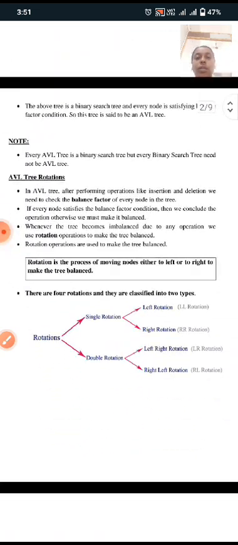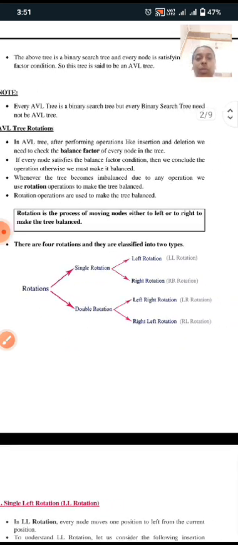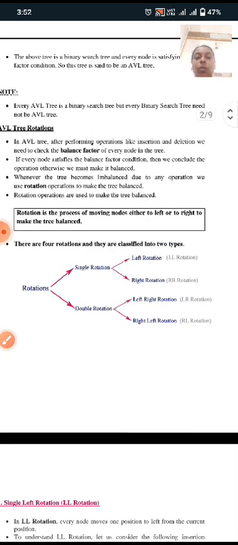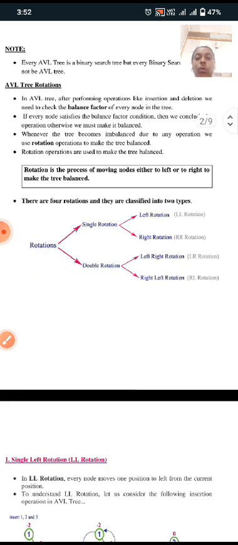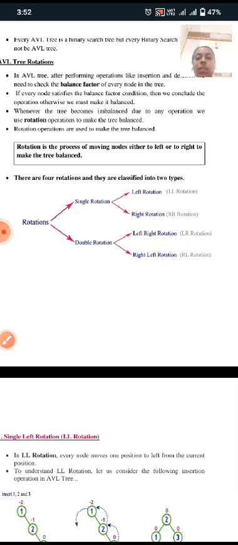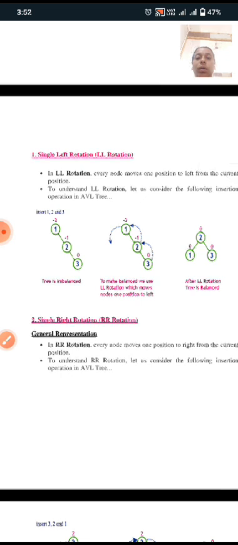If the tree is imbalanced, we make use of some rotations to make the tree balanced. The rotation is nothing but a process of moving nodes either left or right to make a tree balanced. These are the 4 rotations used in AVL trees: single rotations and double rotations. The single rotation can be divided into left rotation and right rotation, and the double rotation can be left-right rotation and right-left rotation.